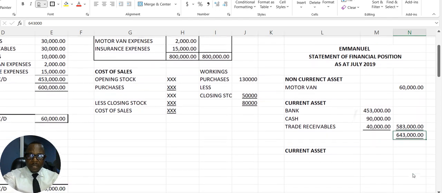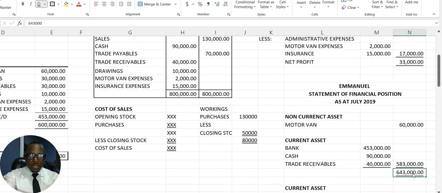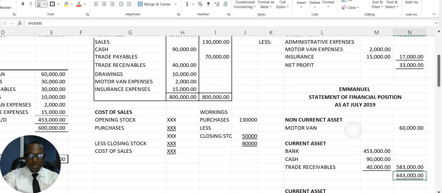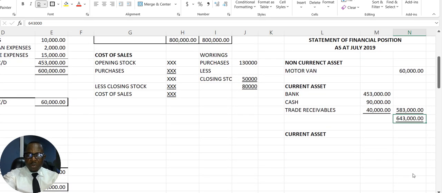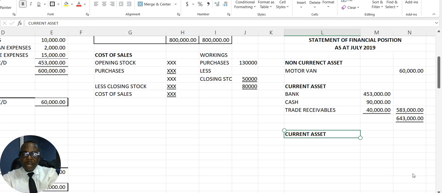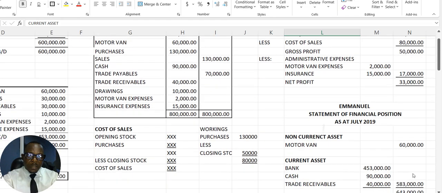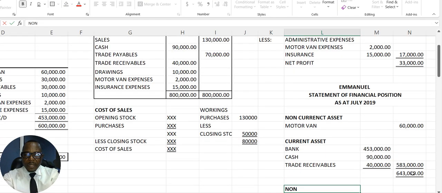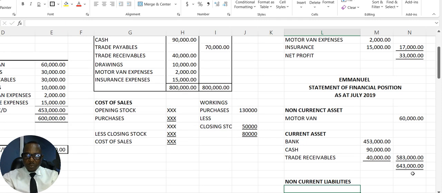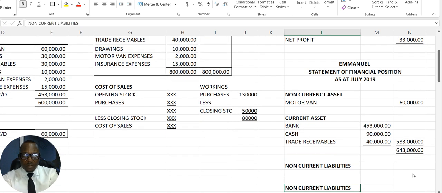All right. So the next one is either non-current liabilities, if you have any. But from our trial balance, I'm not seeing any. I'll just write it so that you know that it is there. Non-current liabilities. No one is there, so you move on to current liabilities.